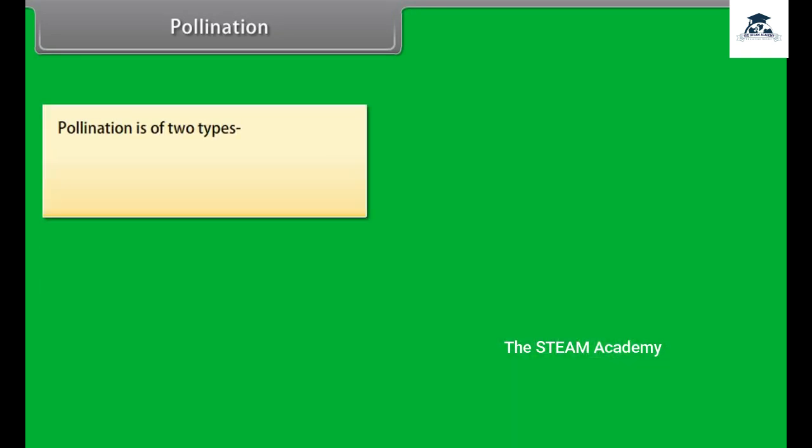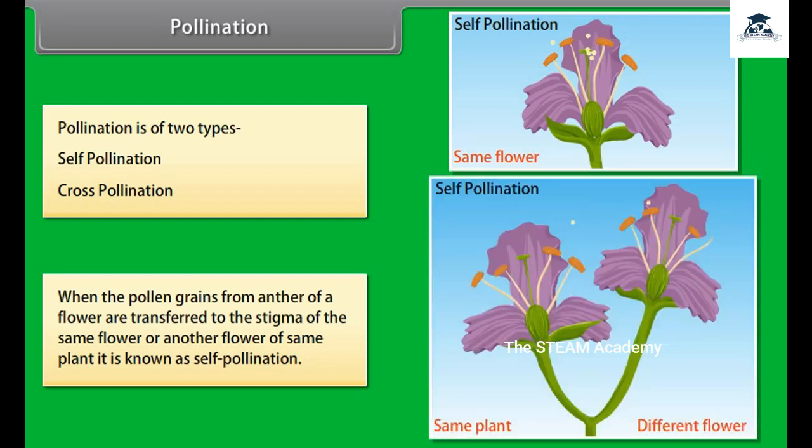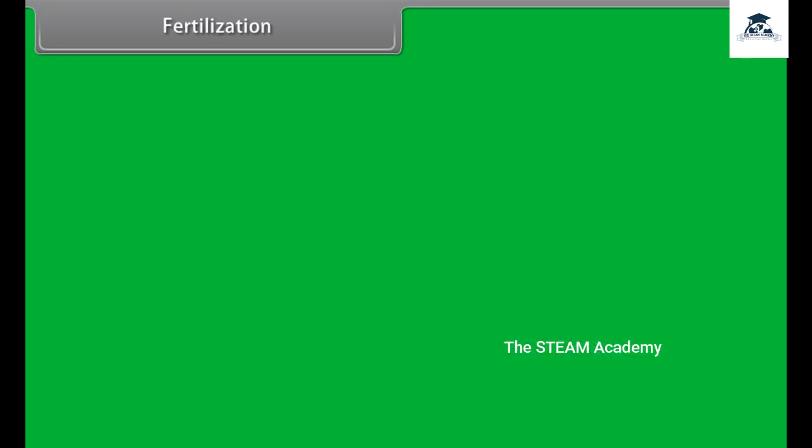Pollination is of 2 types: self-pollination and cross-pollination. When the pollen grains from anther of a flower are transferred to the stigma of the same flower or another flower of same plant, it is known as self-pollination. When the pollen grains from anther of a flower are transferred to the stigma of another flower of another plant of same species, then it is known as cross-pollination.